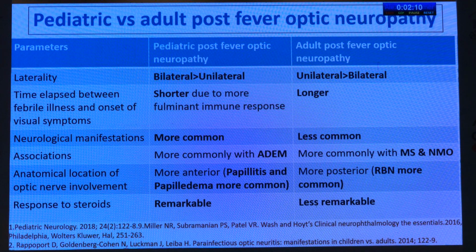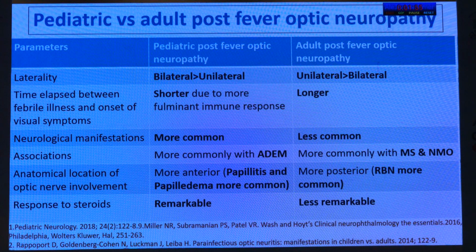The pediatric post-fever optic neuropathy is most commonly associated with acute disseminated encephalomyelitis, whereas adults have a more common association with multiple sclerosis and neuromyelitis optica spectrum disorders. In the anatomical location, papillitis and papilledema are more common in the pediatric variety, whereas retrobulbar neuritis is most common in the adults. And there is a remarkable response to steroids in the pediatric group as compared to the adults.